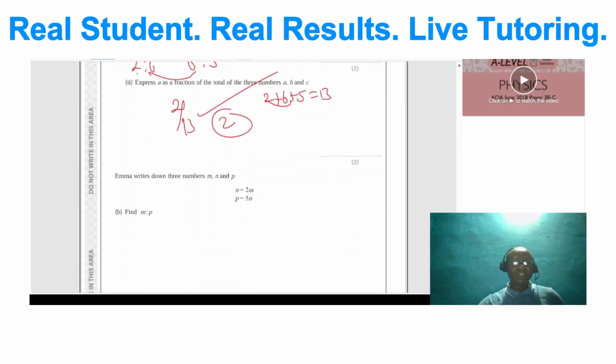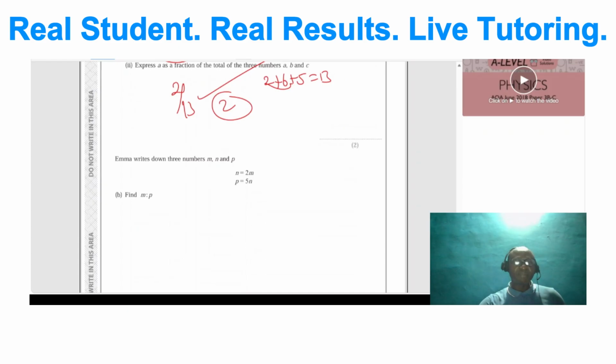We move to the next one. Question B. He said, Iman writes down 3 numbers, M, N, and P. The question says, find M ratio P. What do you have as your answer? I got 1 is to 10. Okay, let's find out.